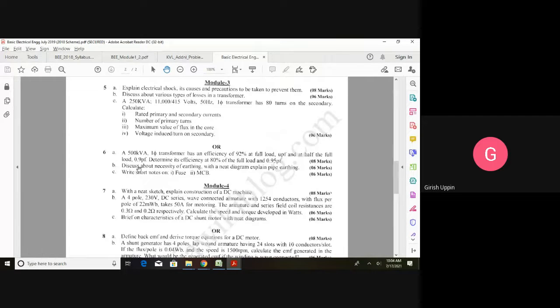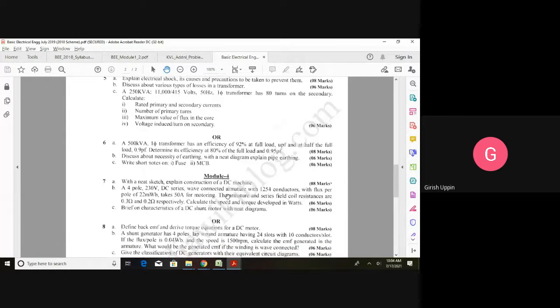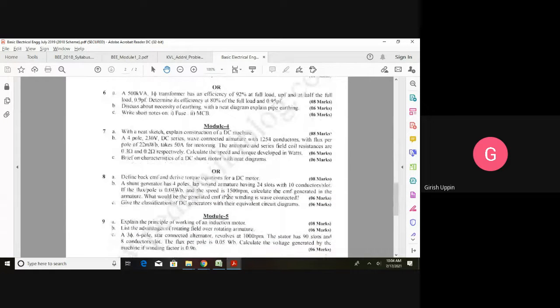Then here, discuss about the necessity of earthing with a neat diagram, explain pipe earthing. Write short notes on fuse and MCBs. Next question, with a neat sketch, explain the construction of a DC machine, right? So that construction is very, very important. Brief on characteristics of a DC shunt motor with a neat diagram.